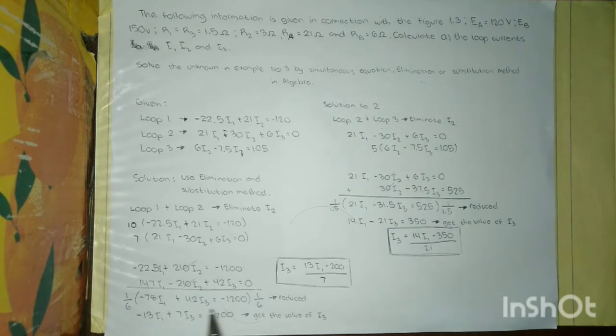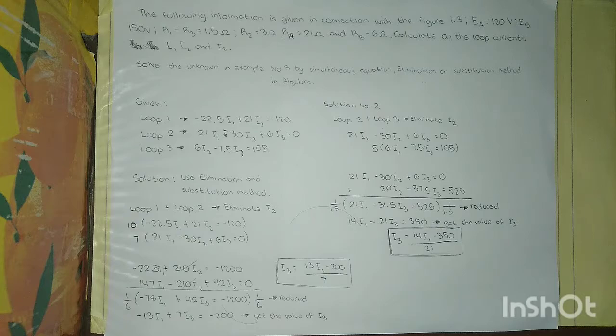Then reduce by multiplying both sides by 1 over 6. So it becomes negative 13 I1 plus 7 I3 is equal to negative 200. And then get the value of I3. So I3 is equal to 13 I1 minus 200, all over 7.